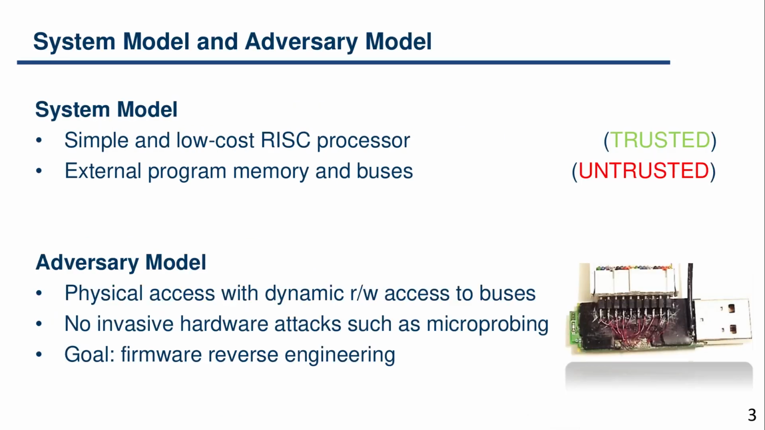Before we turn to our hybrid obfuscation scheme, we first define our trust assumptions about the system and the adversarial capabilities. In our system, we assume a simple RISC-based processor architecture without any caches. External program memory and its buses are not trusted, since an adversary with physical access can eventually tamper the memory and the buses. Furthermore, we exclude any advanced invasive hardware attacks such as microprobing. We also exclude the use of any debugging capabilities a device might have.